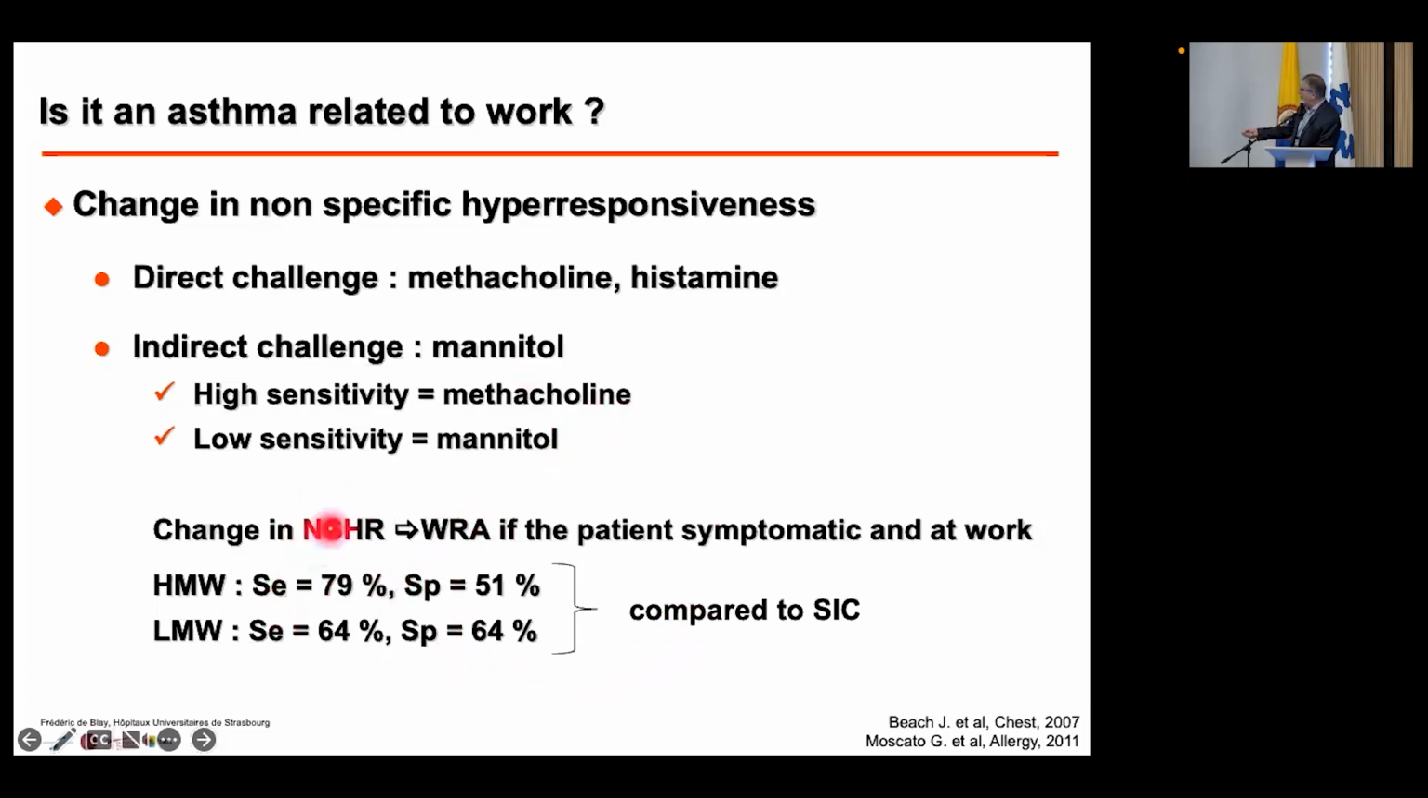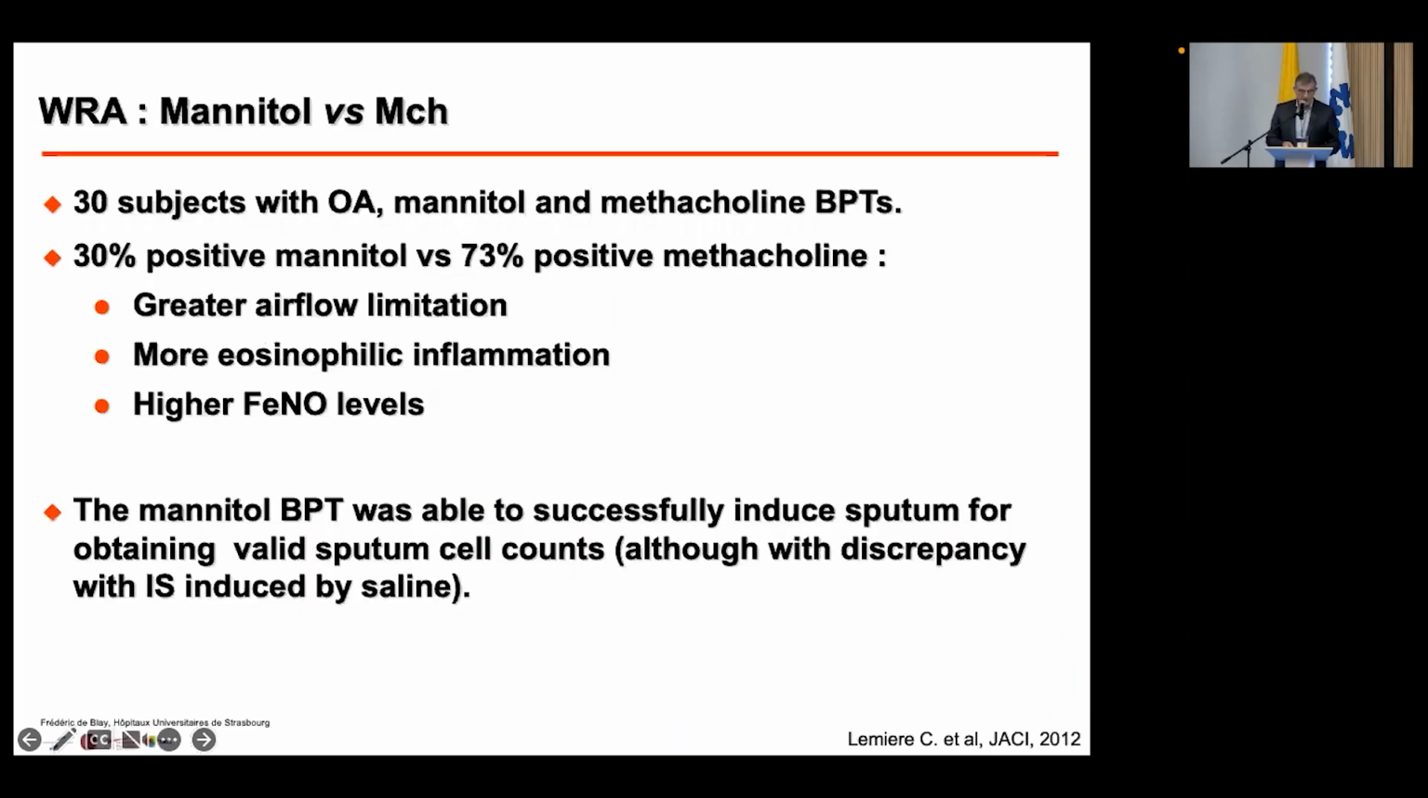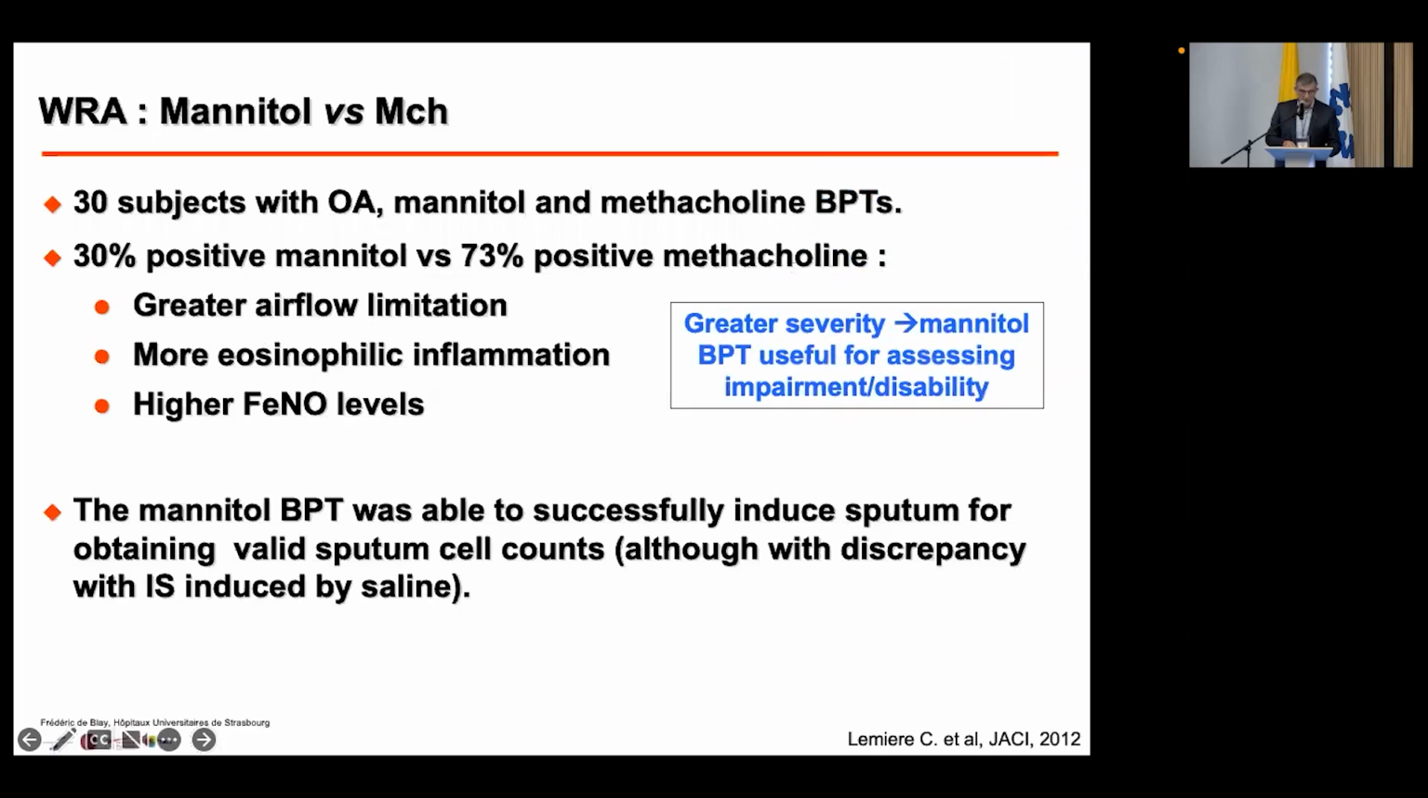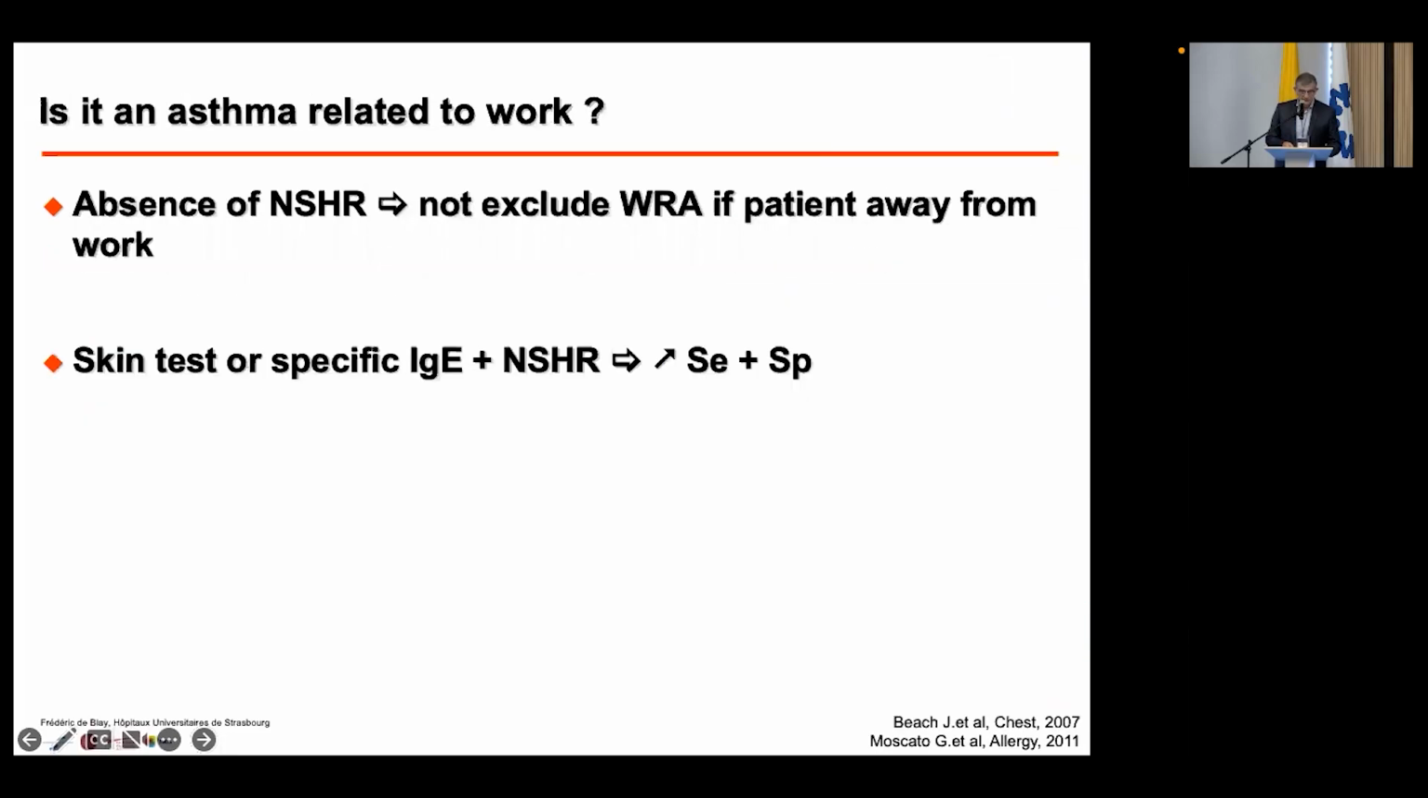And you have a change in non-specific hyperresponsiveness. This is very important. But the problem is, when you see the patient who is off work, meaning not at work for maybe 6 months or 3 months, this doesn't work. And this is exactly what I said: the absence of non-specific hyperresponsiveness does not exclude work-related asthma if the patient is away from work. You must know that.